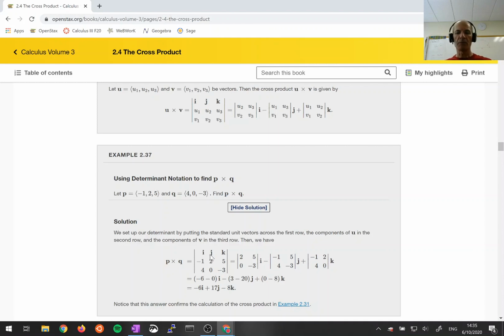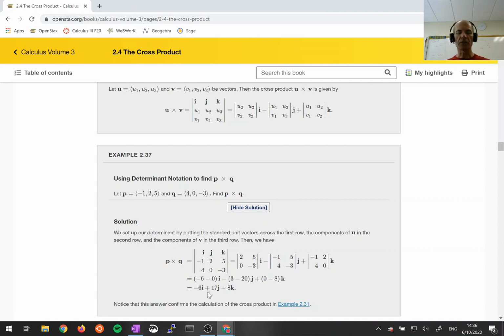Now for the middle component, we have a minus sign automatically. We have the j, and we take the determinant of these outer columns. -1 times -3 is 3, minus 5 times 4, which is 20. Let's see, 3 minus 20, that's going to be -17, but there's an extra minus sign, so plus 17. Finally, k: we blot out this column and this row, and we do this little determinant. -1 times 0 is 0, minus 2 times 4 is -8, and that's the cross product. The cross product of these two vectors is -6, 17, and -8.